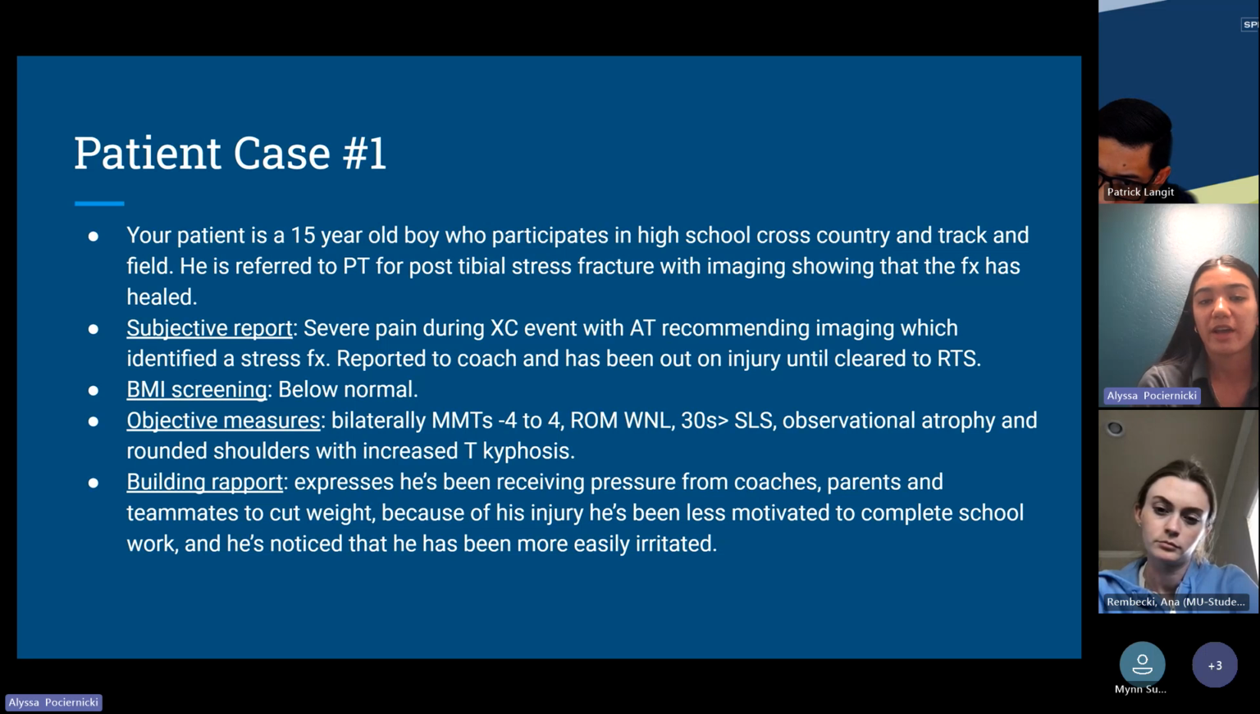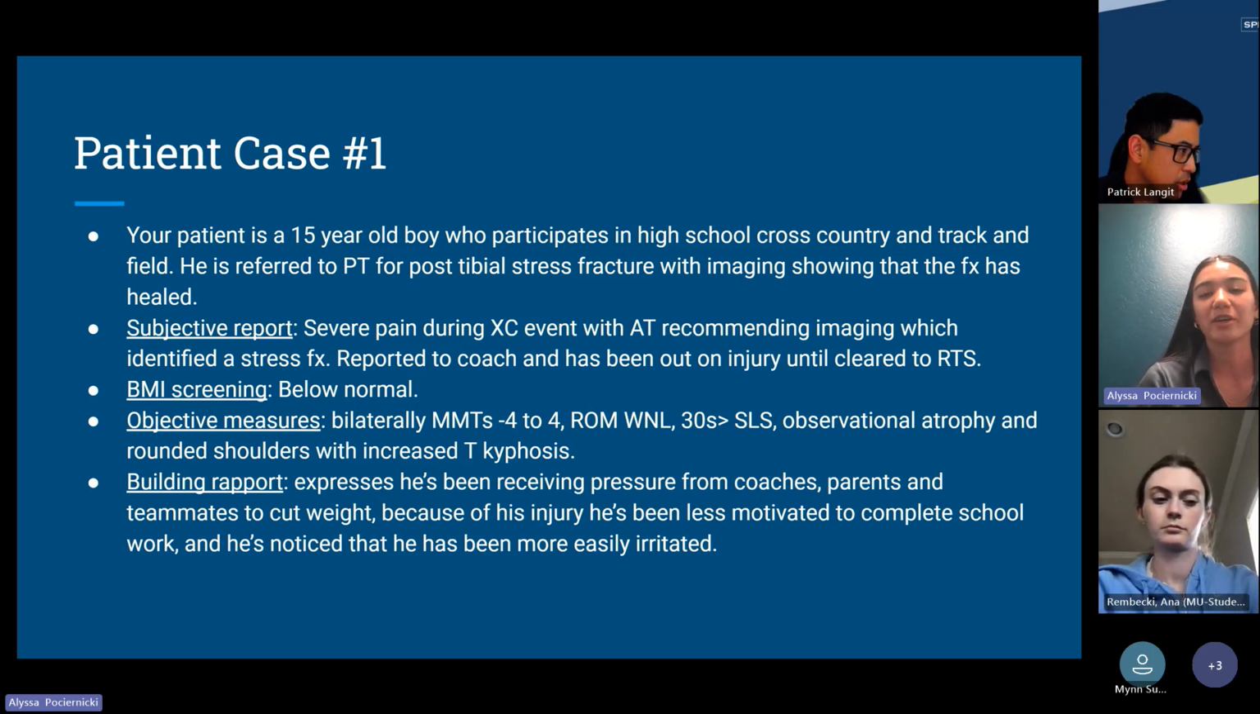And then you notice some atrophy, and he has some rounded shoulders and increased thoracic kyphosis. So he's pretty much in a slumped posture the whole time. So objective measures, pretty normal for his condition, with his stress fracture and the fact that he's a 15-year-old boy. He's not really going to care about his posture.